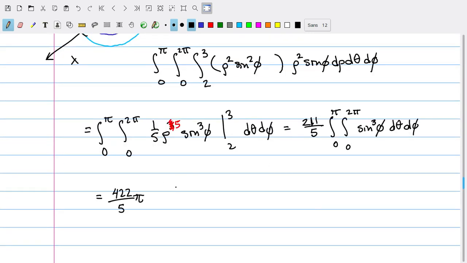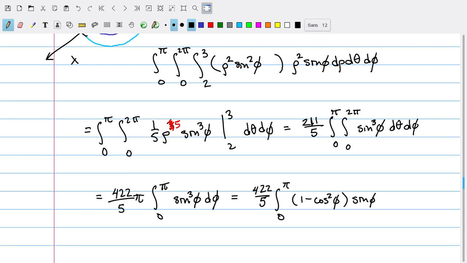So this gives my integral to be 422 pi over 5 times the integral from 0 to pi of sine cubed phi d phi. And maybe you're scratching your brain at this point trying to remember how to integrate sine cubed. And if you are, that's okay. But one of the nice things that we can do here for sine cubed is you can remember this trig identity that sine squared is equal to 1 minus cosine squared. So I can rewrite this integral as 422 over 5 times the integral from 0 to pi of 1 minus cosine squared of phi times sine of phi d phi. And I'm just remembering that 1 minus cosine squared is sine squared, so this is really sine cubed in here.